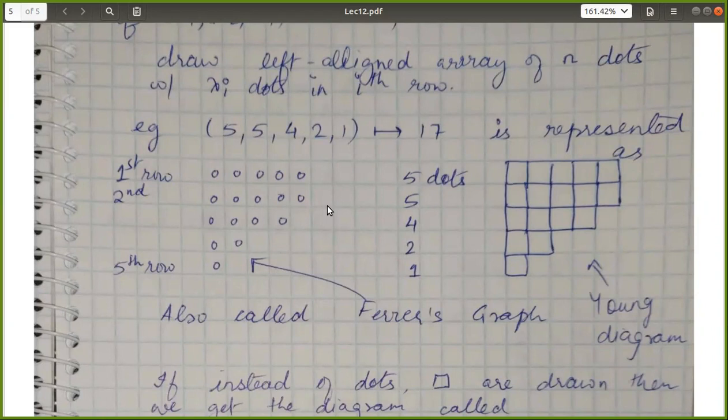The total number of dots is n. Sorry? The total number of dots is n. Total number of dots is definitely n. We called it an array of n dots. So the number of dots in this array has to be n.